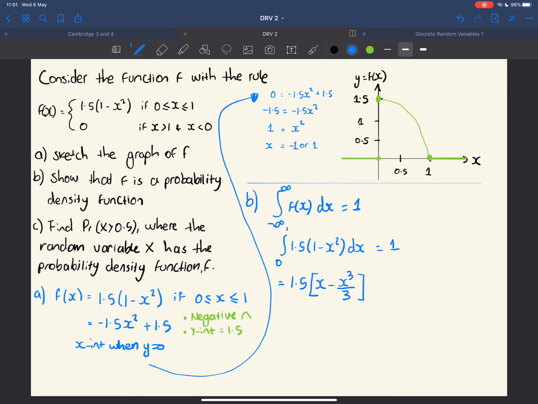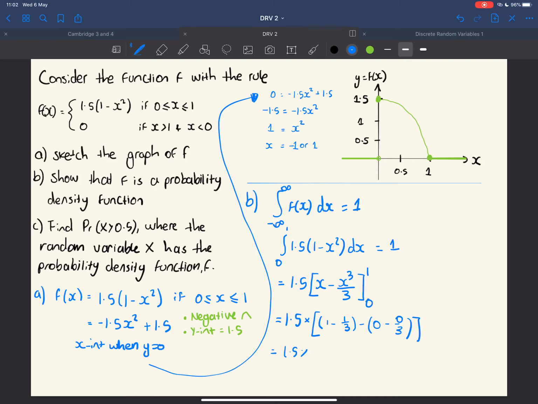And then we're going to integrate that with our terminals being 0 and 1, right? 0 being our smallest value as defined by the function, and 1 being our largest value. Okay, keep going. We're now going to substitute 1 into our variables, take away what happens when we put 0 into our variables. So it'll look like this: 1.5 times, big brackets and small brackets, 1 minus a third, minus, now 0 is going in here, so it'll be 0 minus no thirds at all.